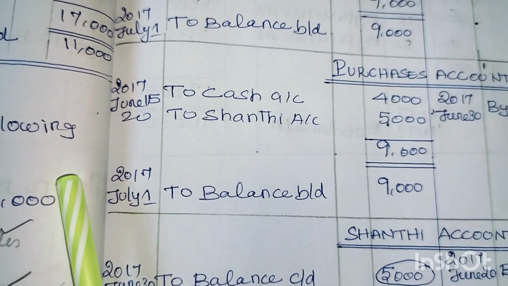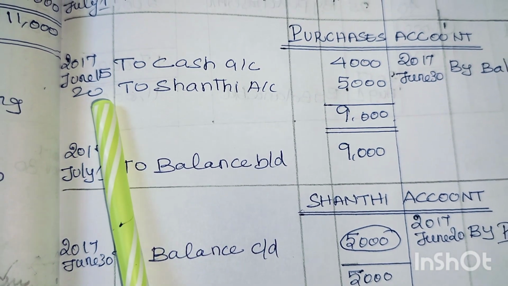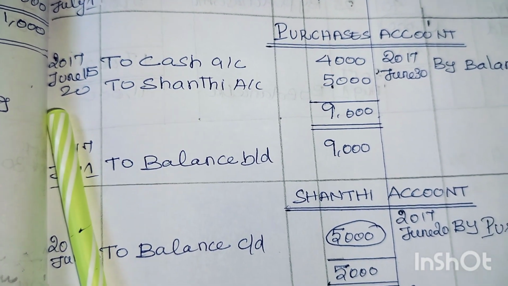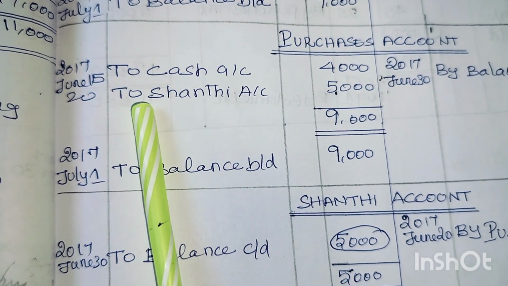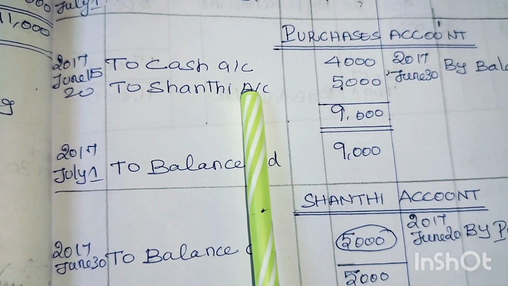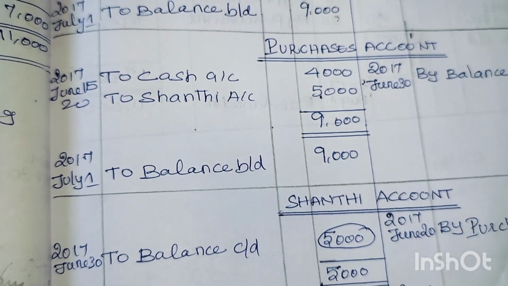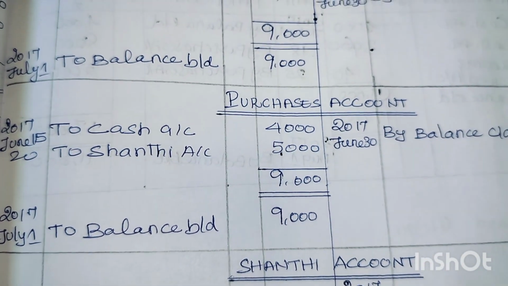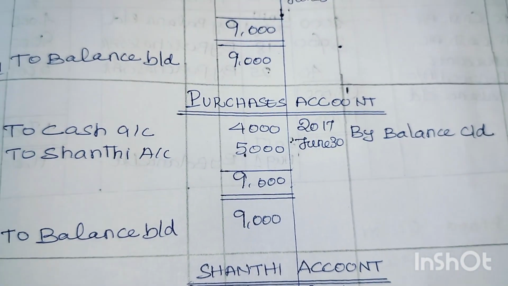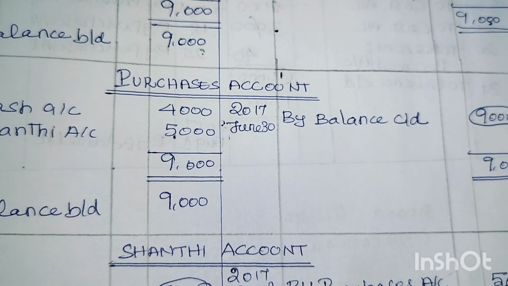So come to the ledger, under the purchases account, go to the debit side, dated on 20. The opposite account is Shanti account. So we write to Shanti account, how much rupees? 5,000 rupees. There are two purchases transactions given. We posted those two purchases transactions on the ledger account. Then what do we do? We have to close this purchases account.